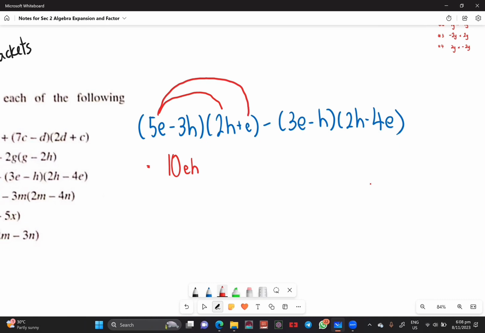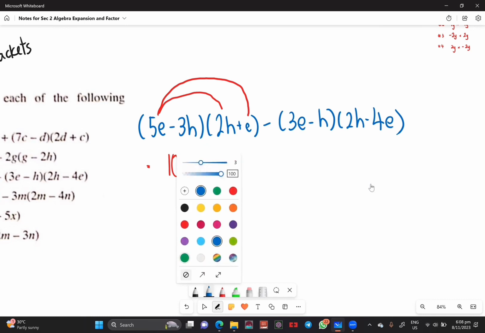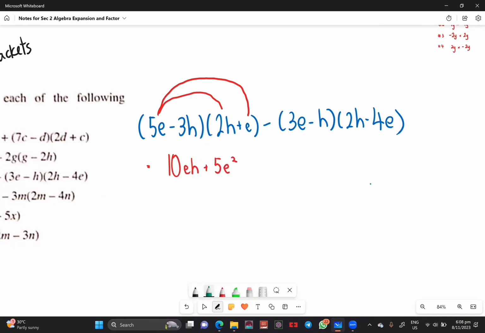5e times e, that gives me positive 5e squared. Okay, now, then of course, I will use another color. Okay, negative 3h times 2h, that gives me negative 6h squared. Negative 3h times e, that gives me negative 3eh. Okay, so that's the first part.